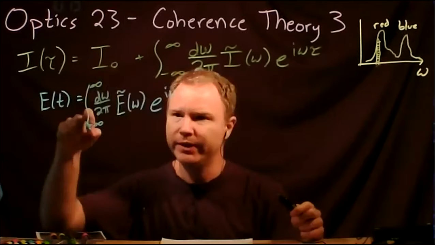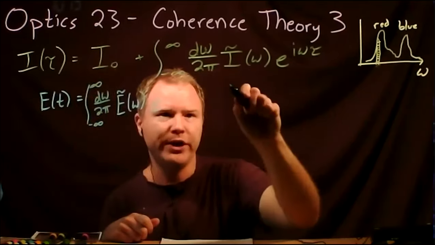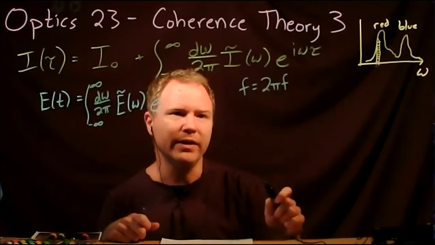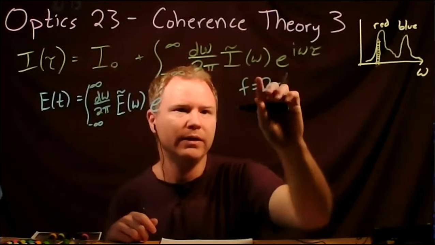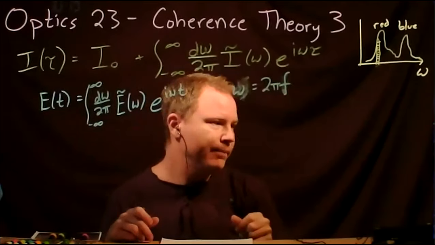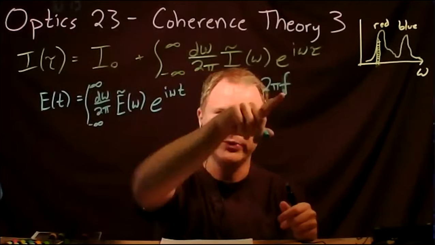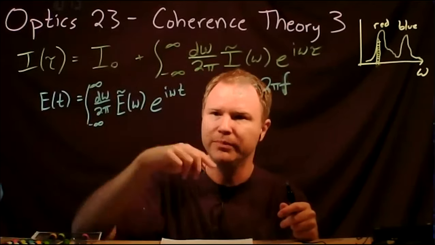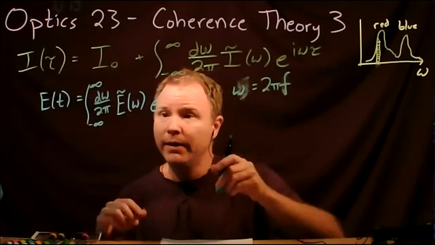And the 2 pi is just so that, if we were to change units back to real frequency, sorry, I got this backwards. Omega is 2 pi f. If we were to change units back to real frequency, this would just be a df, and the 2 pi would end up here in the exponent.